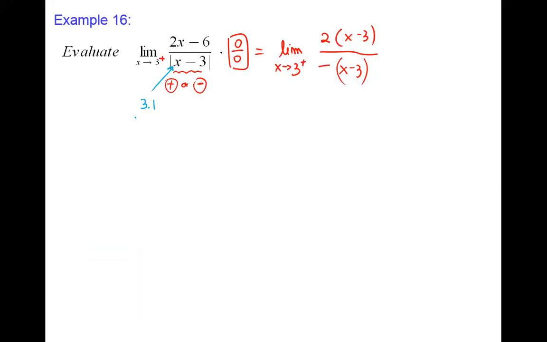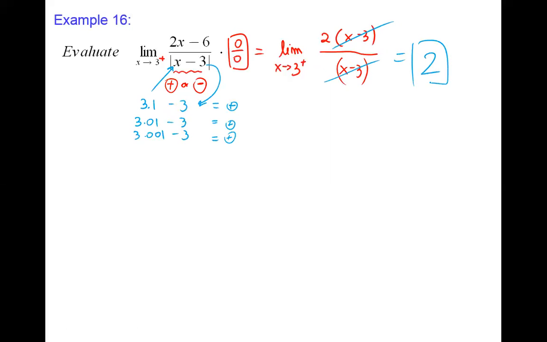This means x is approaching 3 from the right-hand side. Like let's say 3.1, 3.01, or 3.001. And if we subtract 3, because that's what we're doing, we can see we can always get a tiny number, but positive. Positive, positive. Okay, that means this is positive. We don't have to do anything actually. Okay, and now I can cancel out. My answer is 2. That means the limit from the right-hand side is 2.